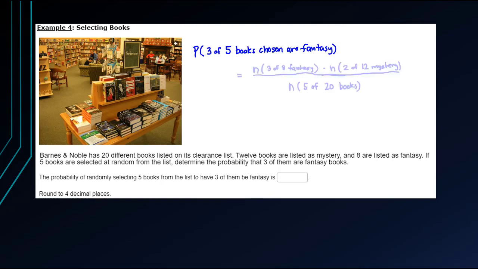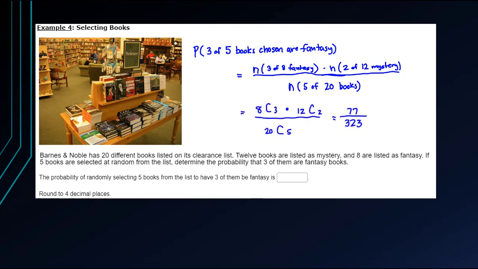So that basically means that I'm going to have 3 of 8 fantasy books chosen times 2 of 12 mystery books. Because if there's 3 fantasy books being chosen, that means that the other 2 have to be mystery, sorry. So I'm going to have to consider that number as well. So the number of different outcomes where 3 of 8 fantasy books are chosen times the number of outcomes where 2 of 12 mystery books are chosen over the number of outcomes where 5 of 20 books are chosen.